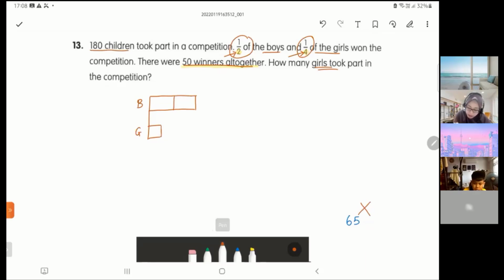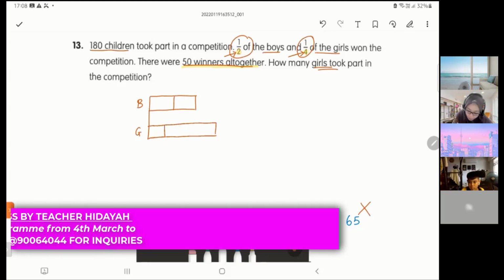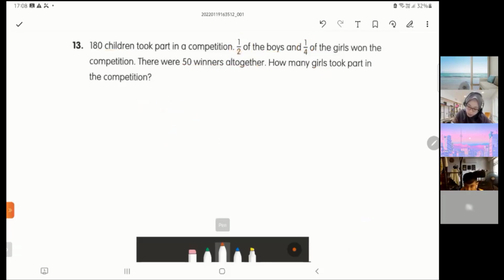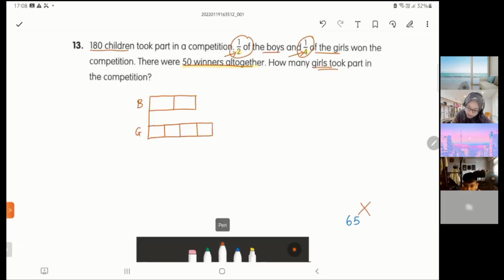So my girls is not half. Let's say about here. This is 1 girl unit. How many units should I draw for the girls? 4. So like that. 1, 2, 3, 4. Okay, something like this. When you draw with your ruler, it will be much more precise. Okay, something like that.